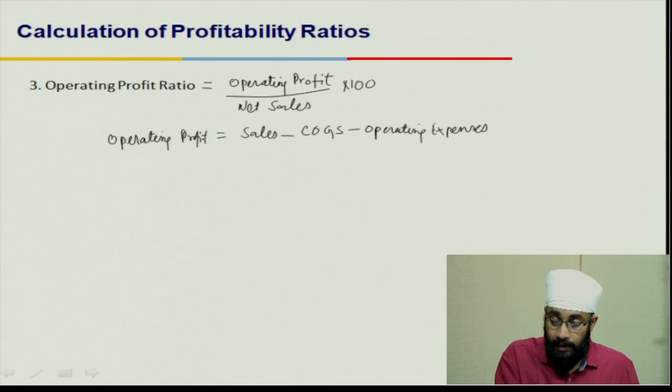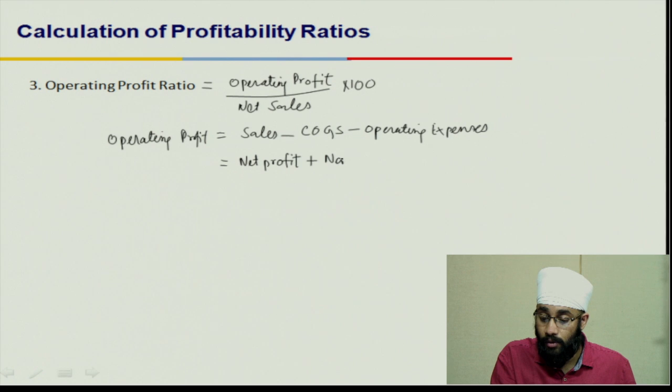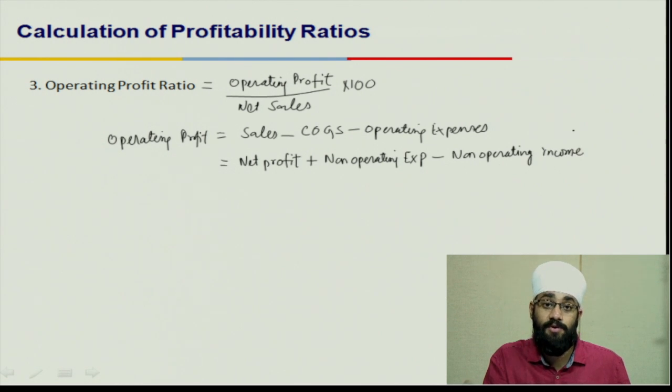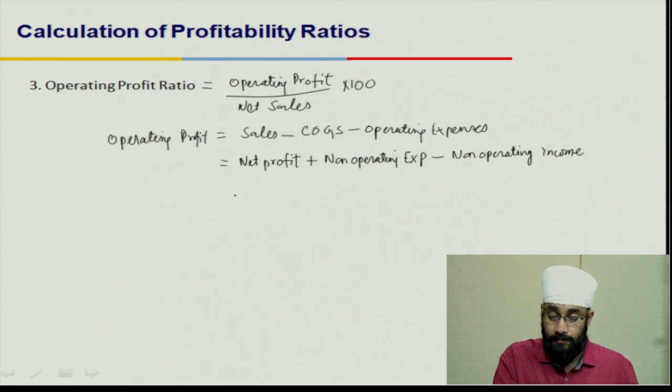So we can calculate operating profit using this method, or we can use the net profit and add to it any non-operating expense, because we do not want to include it, and deduct any non-operating income, because we do not want to consider these incomes either. So let's take both these methods and see what happens to the operating profit figure. So we start with the first equation here.